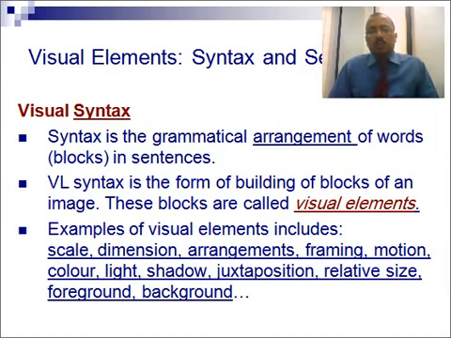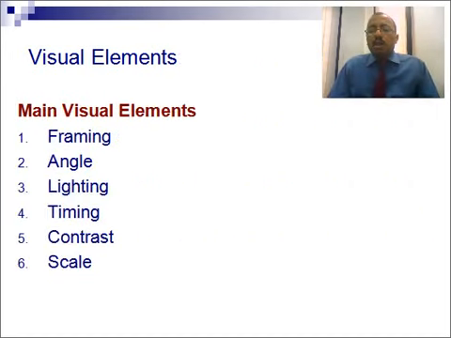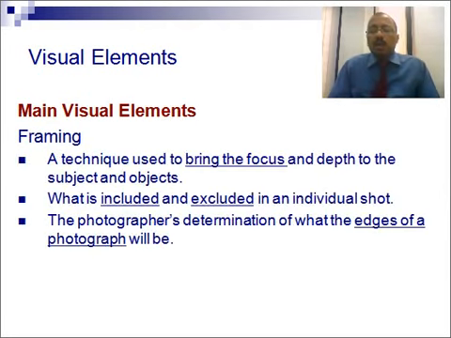Examples of visual elements in photography, for example, like scale, dimensions, framing, foreground, background, lighting, distance, and so on. Here's some examples for syntax: framing, angle, lighting, timing, contrast, and scale. We'll review at least the first three visual elements with visual examples.